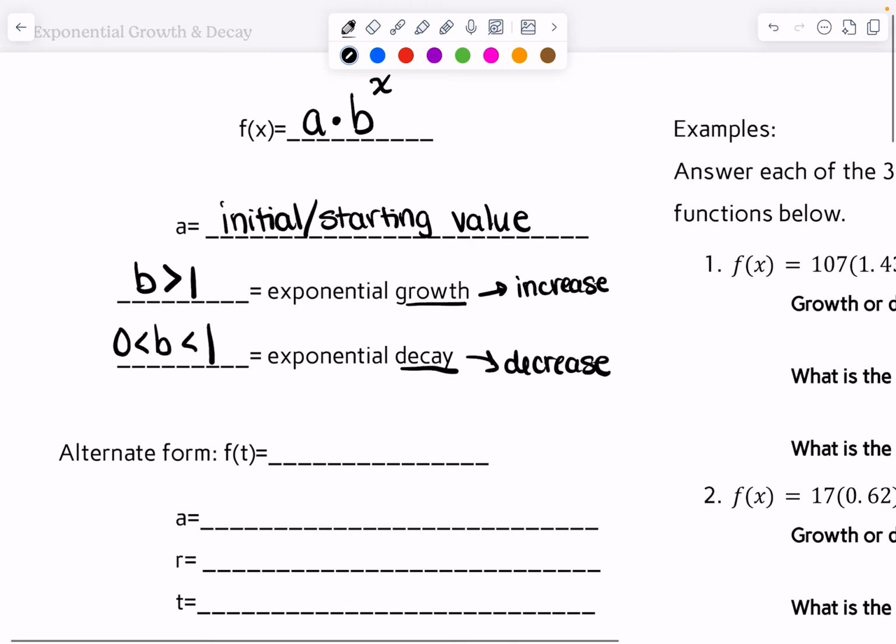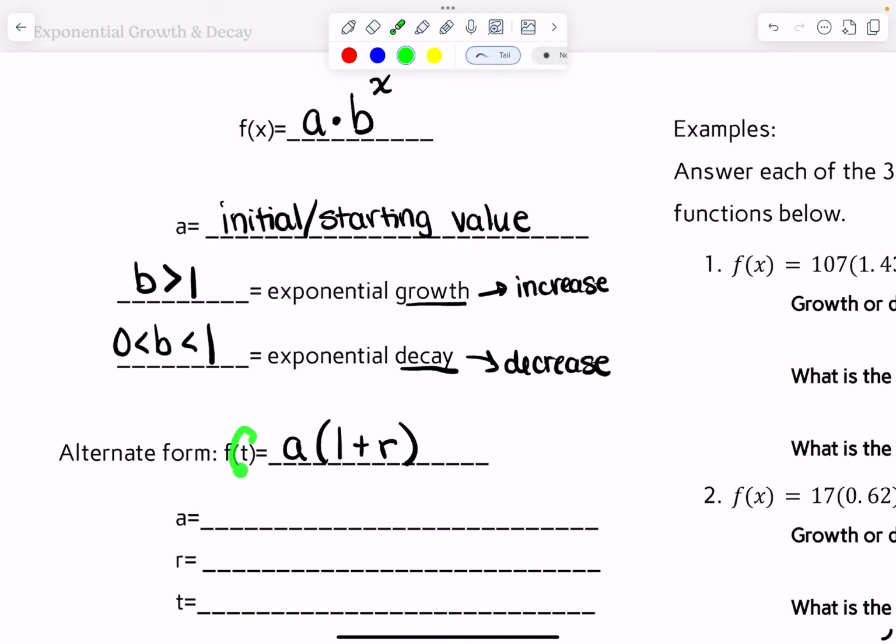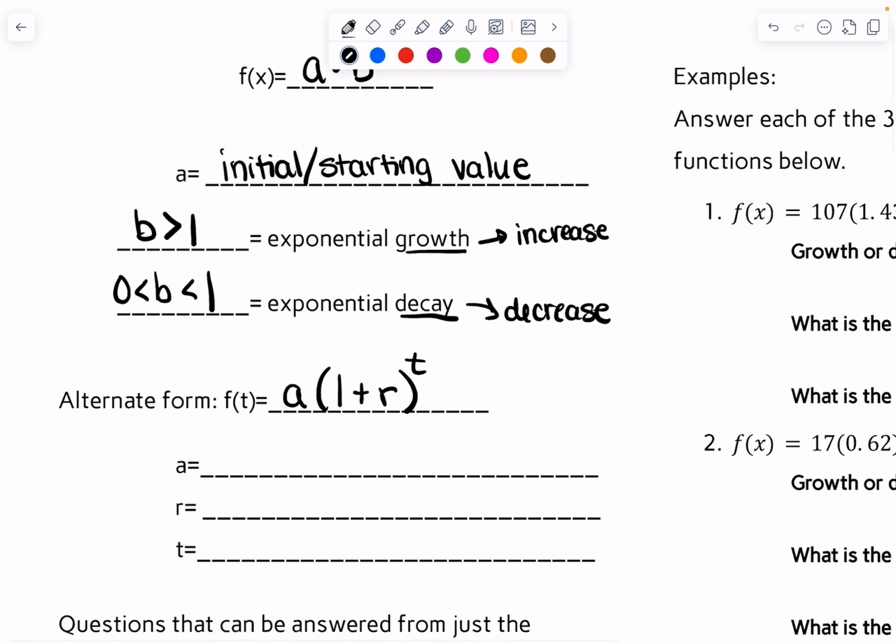Now, there's an alternate form that we use mostly with percentages, if we're talking about percent increase or percent decrease. And that is the form A, still using that A, and instead of b, we use 1 plus r. And notice here, instead of an x, I have a t, because a lot of times we use time in our real world phenomena, okay? So A here is still that initial or starting value. That doesn't change.